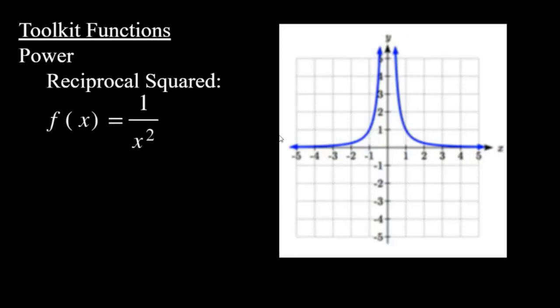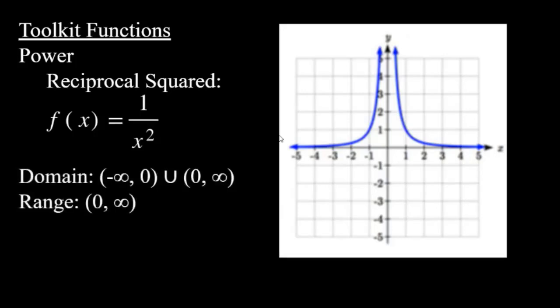It's hard to tell because it looks like it touches with these lines, right? They get as close as you want to get, but it never actually touches the 0. Even 1 divided by 100 trillion is still not quite 0.